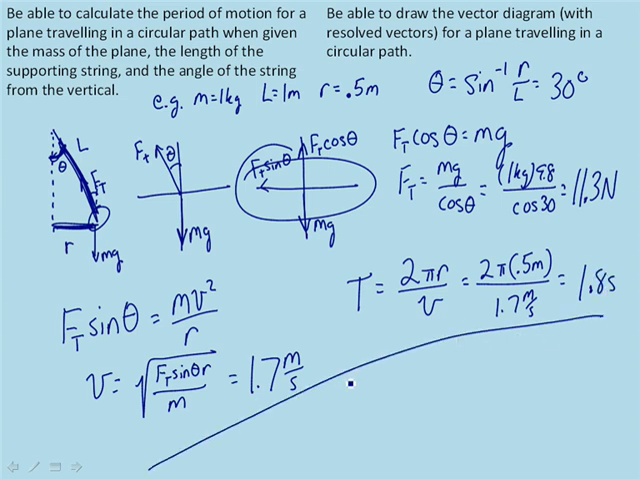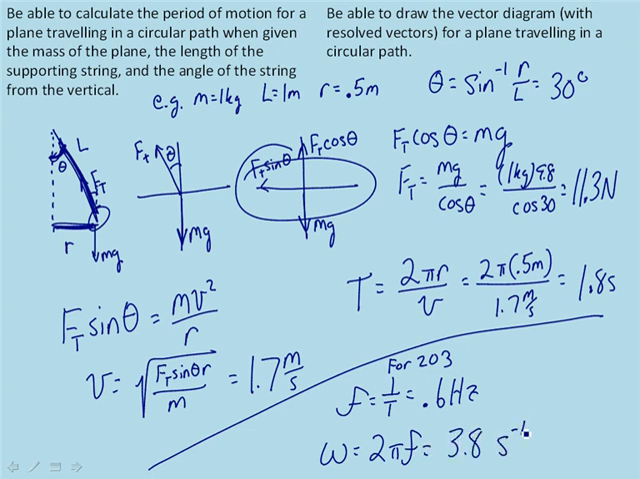Now in addition, for 203, you should be able to calculate the frequency. The frequency is 1 over the period, in this case 0.6 hertz. And the angular frequency, which is 2 pi times the frequency, which in this case is 3.8 radians per second, or just seconds to the inverse.